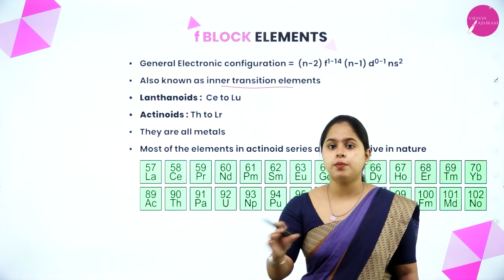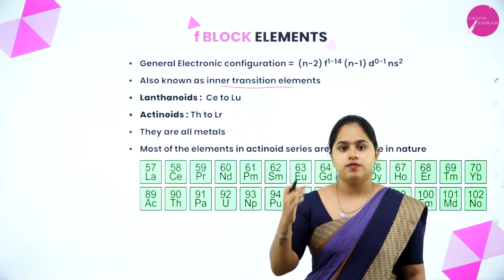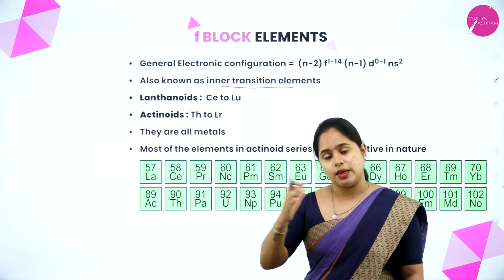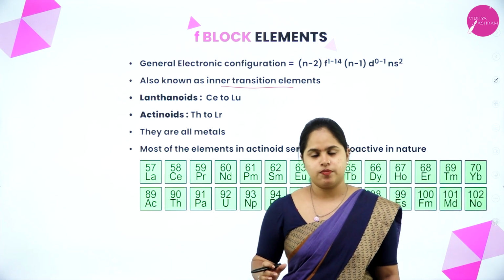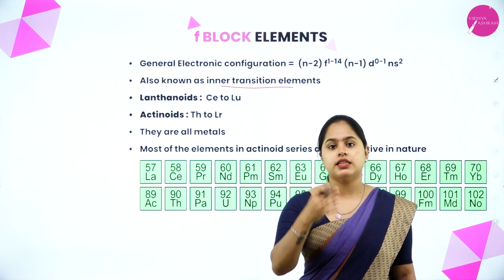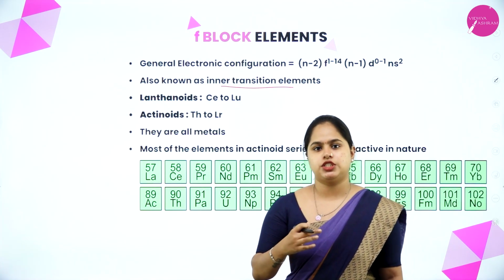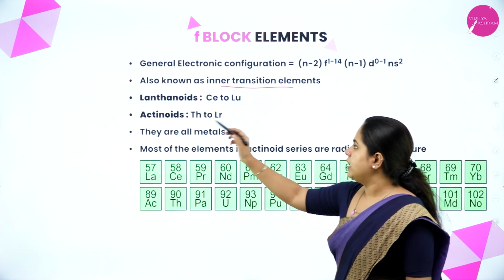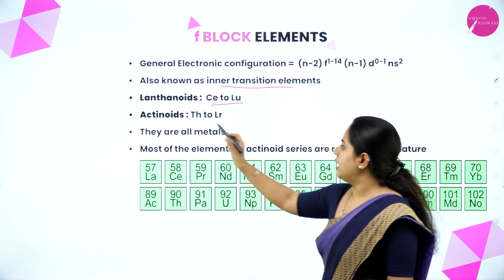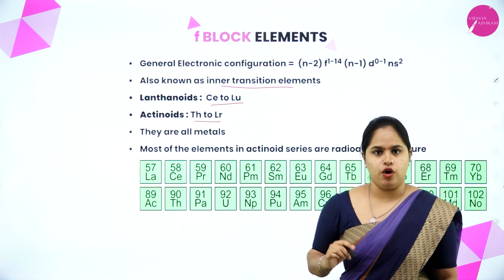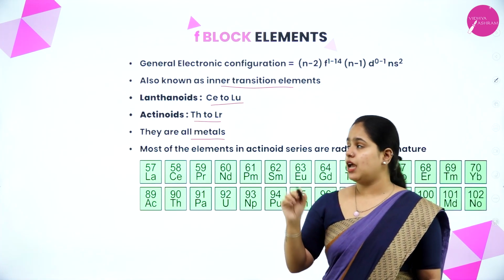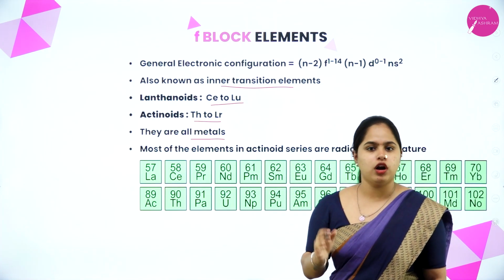They are separately represented as two periods, right? They actually belong to the 6th and 7th period, but they are represented separately as F block elements, right? So they are present inside the D block elements, right? Hence they are inner transition elements. Clear? Yes. And lanthanoids belong from cerium to lutetium, and actinoids from thorium to lawrencium. Yes. And they are all metals. Yes, D block elements and F block elements consist of all metals.